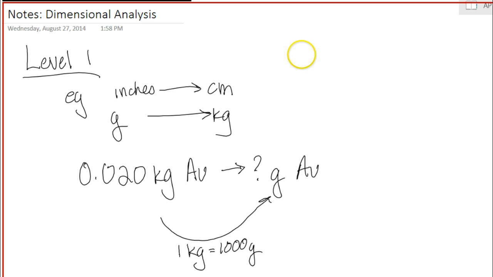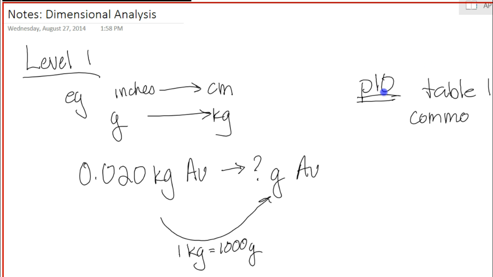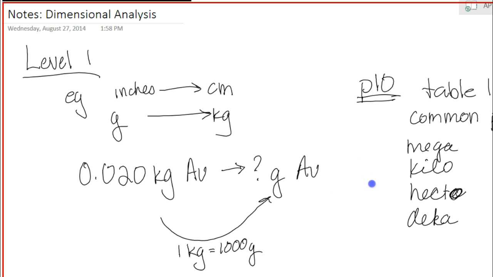As I said in the homework assignment for the first night, on page 10 of your text, and if you have an older edition, it might not be page 10, but there's a table. Table 1.2 has the common prefixes. You need to have those memorized, the ones that are blue. Those prefixes are, I'll just write them here: mega, kilo, hecto, sorry, got my wrong gender there, deca, deci, centi, milli, micro, and nano.